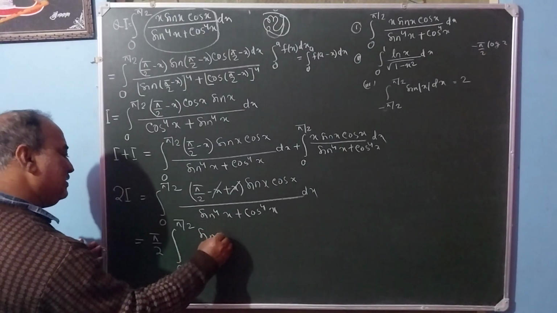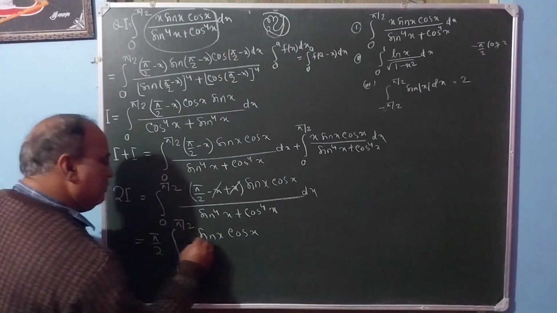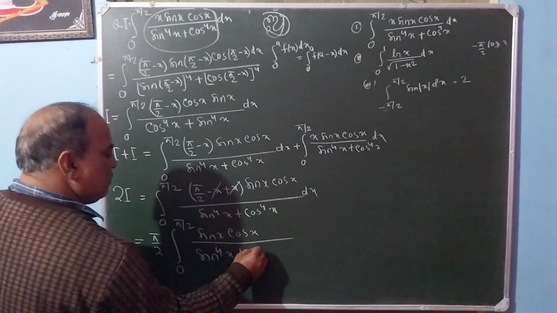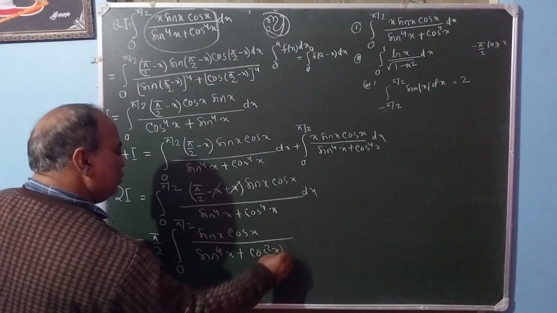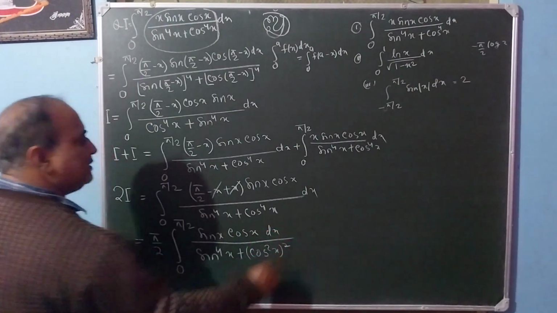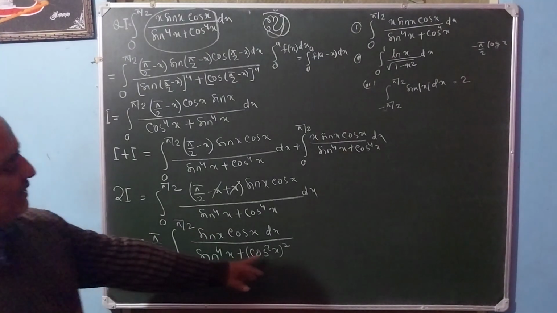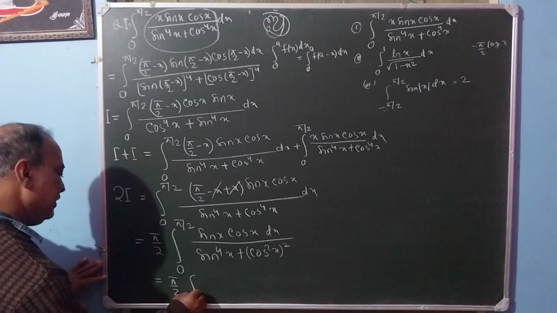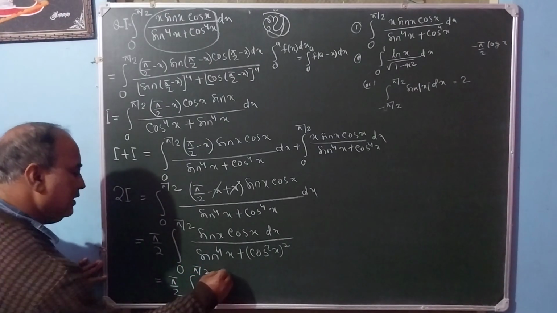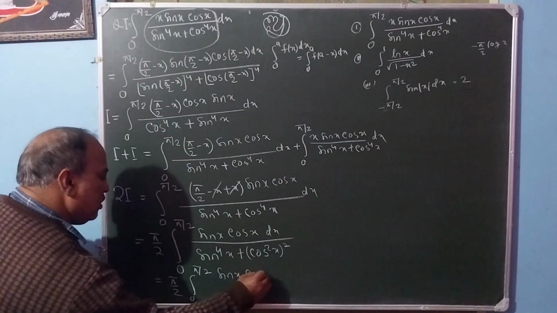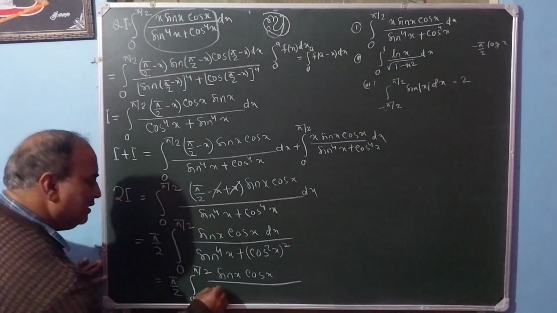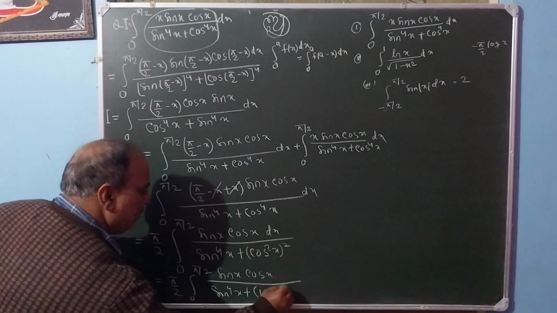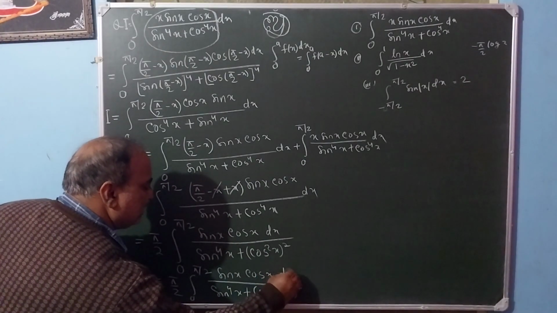sin x cos x divided by sin to the power 4 x plus, we know here it is cos square x whole square, into dx. Okay. So cos square x is equal to 1 minus sin square x. So this can be written as pi by 2 integration from 0 to pi by 2, sin x cos x divided by sin to the power 4 x plus 1 minus sin square x whole square into dx.